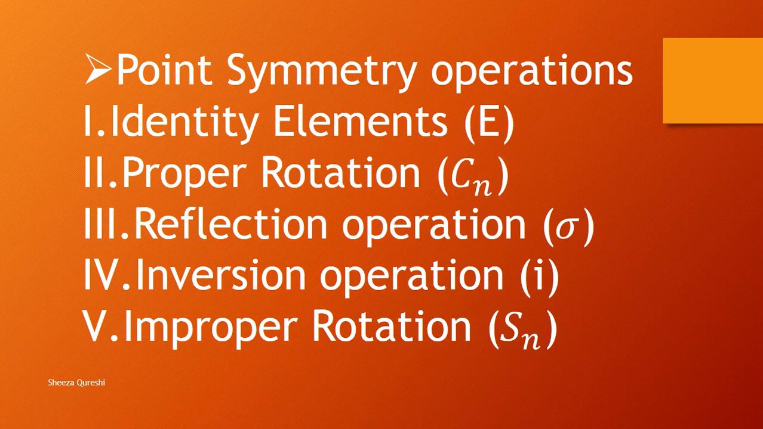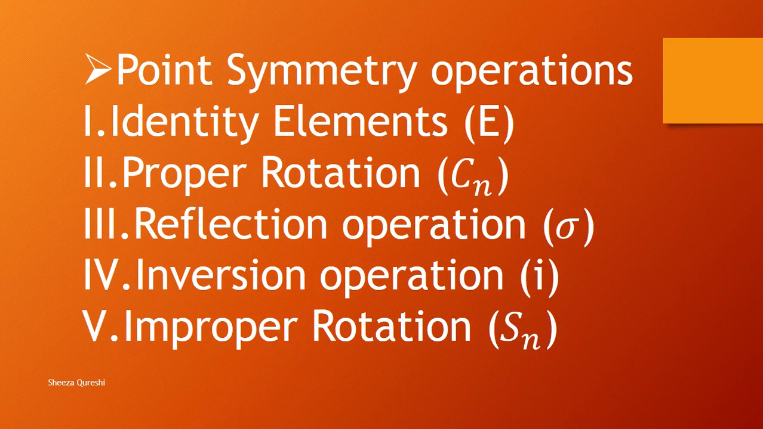What is identity? It has nothing to do with the symmetry and its symbol is E. Proper rotation is rotation about an axis through some angle.